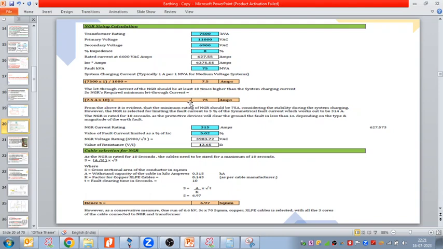But this 75 ampere value we can ask the rotating equipment manufacturer as well, how much current the core can withstand and how much current we need to limit over here. So it is not important to calculate this value every time. From the above, it is evident that the minimum rating of the NGR should be 75 ampere, considering stability during the system charging. However, the NGR is selected for limiting the fault current to 5% of the symmetrical fault current, which works out to be 314 ampere.